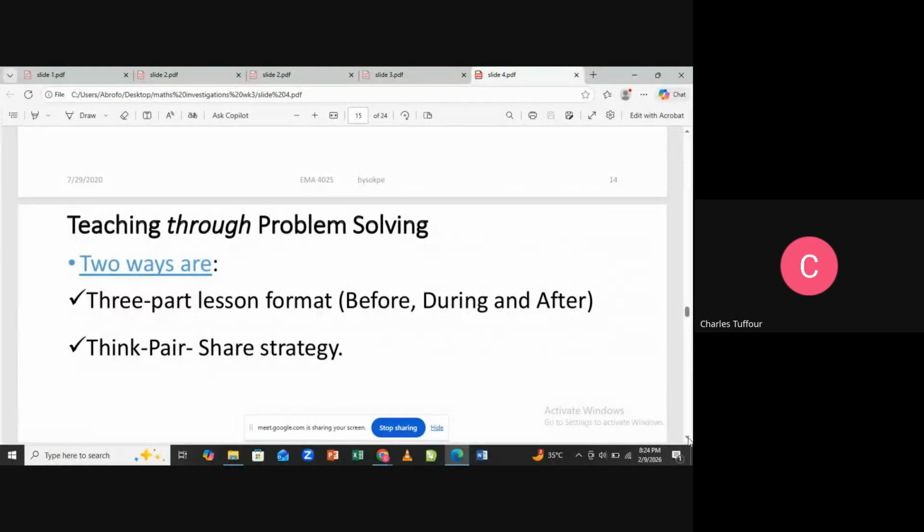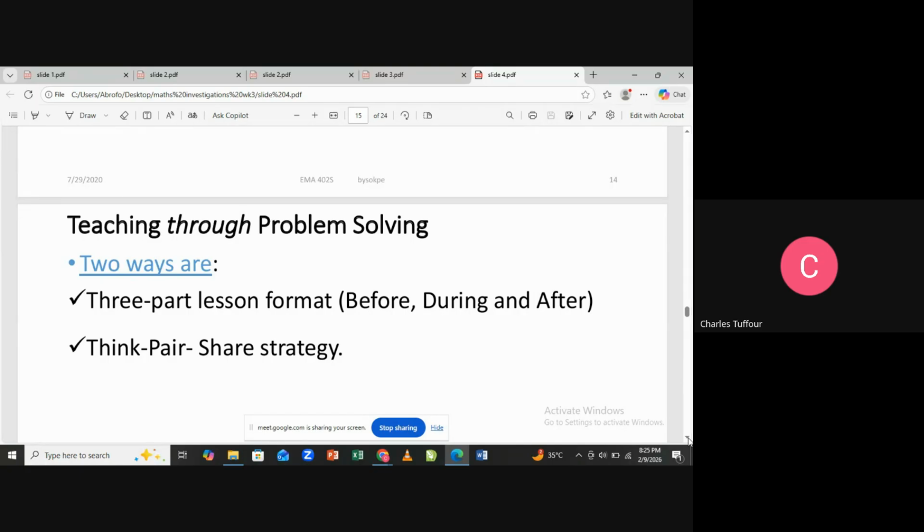Teaching through problem solving has a 3-part lesson format. Please note it down. These are before, during, and after. The 3-part lesson format of teaching through problem solving is before, during, and after.